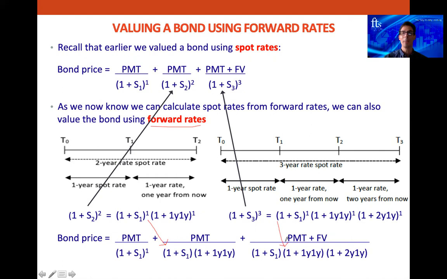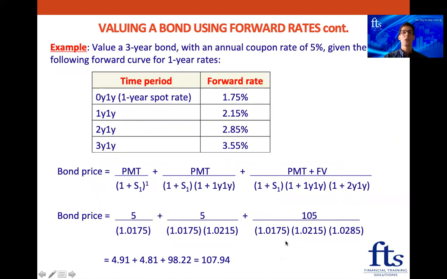So let's quickly do a little example, and we'll see it's not so bad. They want us to value a 3-year bond with an annual coupon rate of 5%, and they've given us the forward curve for the 1-year rates. The equation over here is basically copied and pasted from the slide before, so we've done all the hard work already. All we've got to do now is substitute in the rates from the table.